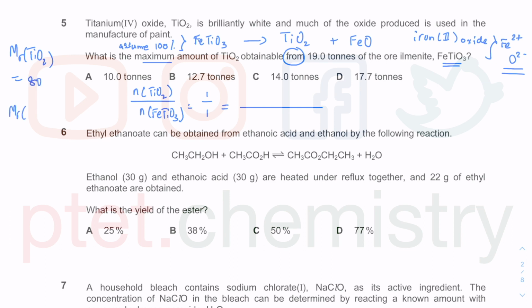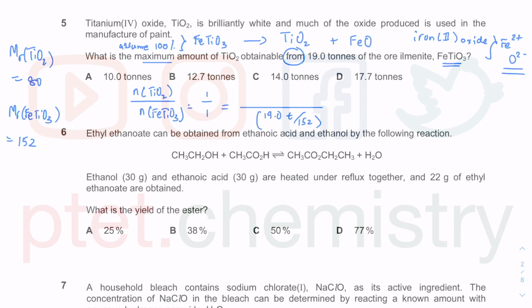And calculate for the other one, FeTiO3. There's 56 for iron, plus 48 for titanium, and then 16 times 3, that gives me 152. So on this side is the actual number of moles. There's 19.0 tons of FeTiO3. FeTiO3 is at the bottom, so what I'll get is 19.0 tons divided by the MR for FeTiO3.